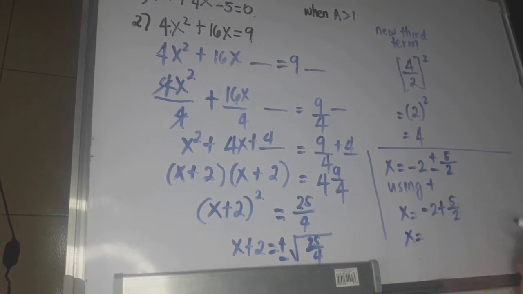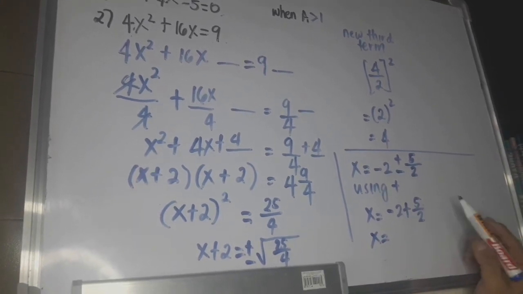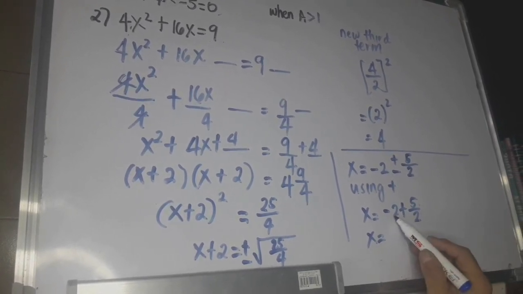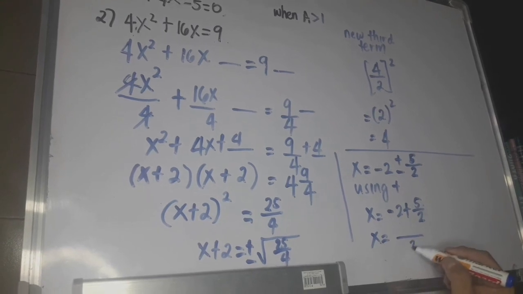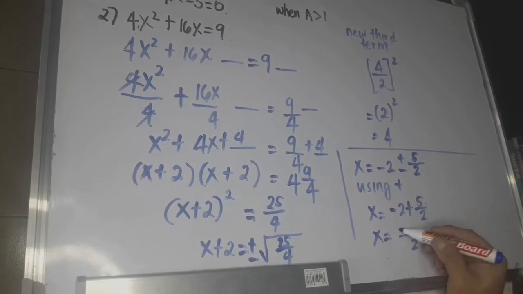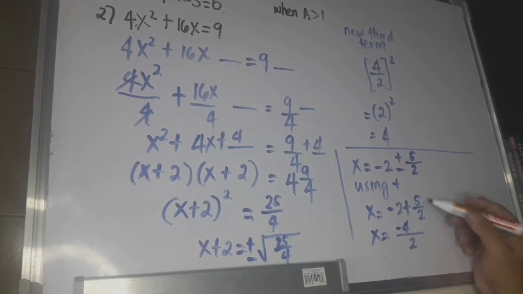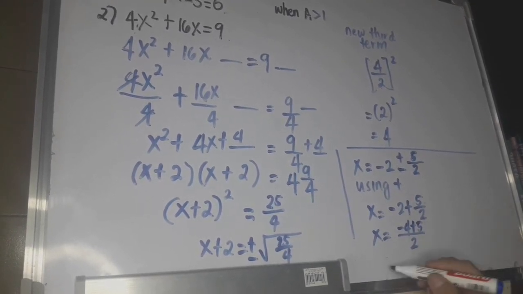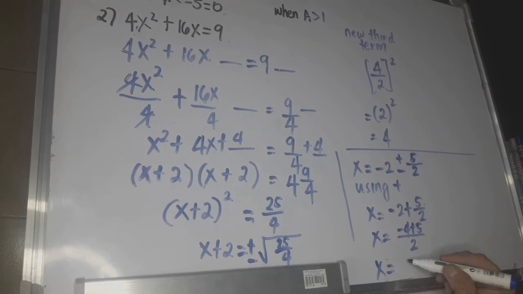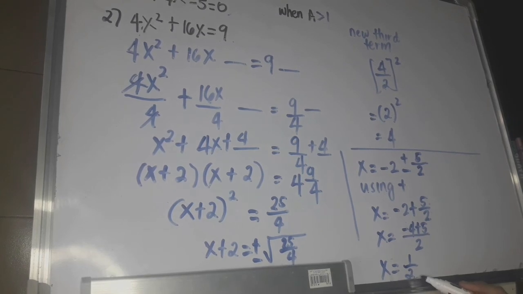X equals, since we are adding a whole number and a fraction, look for the LCD. The LCD of the denominators 1 and 2 is 2. So 2 divided by 1 is 2 times negative 2 is negative 4. 2 divided by 2 is 1 times 5 is 5. You have plus 5. X now equals negative 4 plus 5, so we have positive 1 over 2. So x here is equal to 1/2.